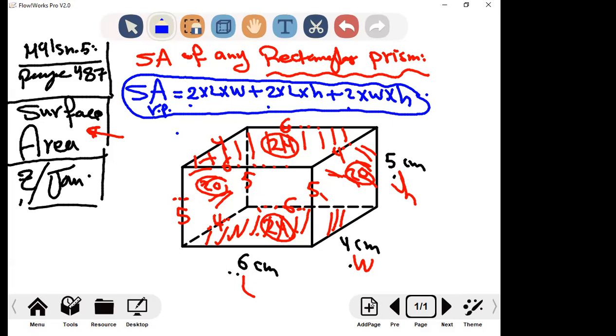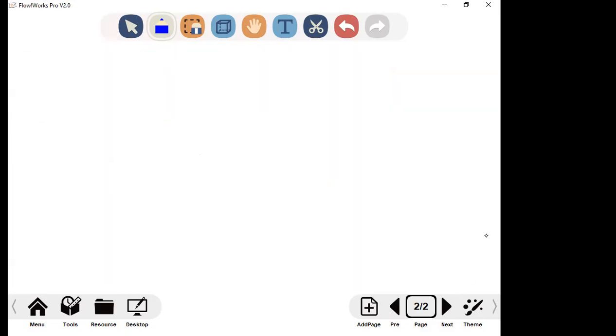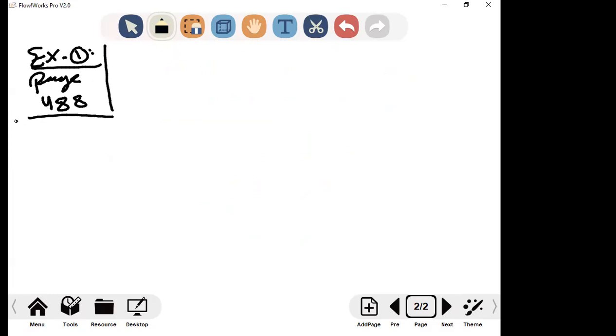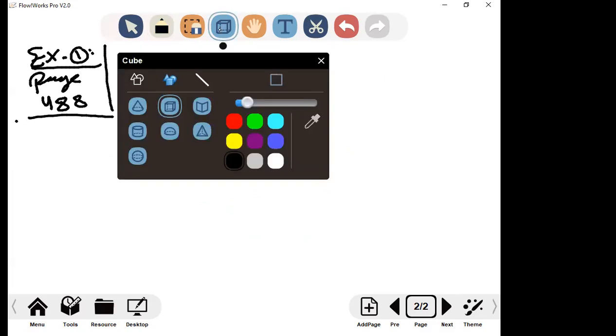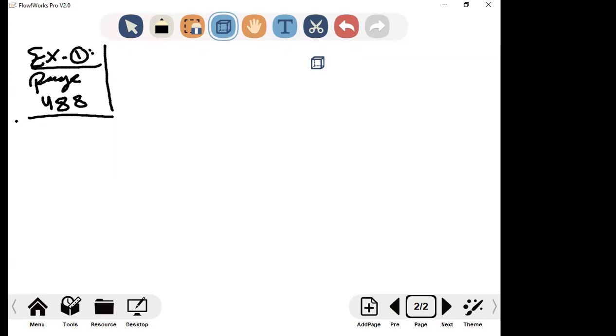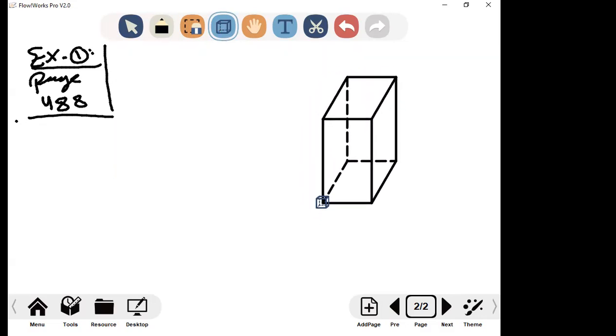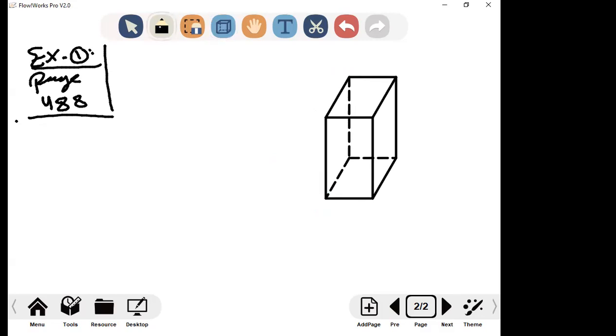Let's go to example 1 together. Example 1, page 488. In example 1, I have a rectangular prism, something like this, right? It has length, width, and height. The length is 7.5, right?